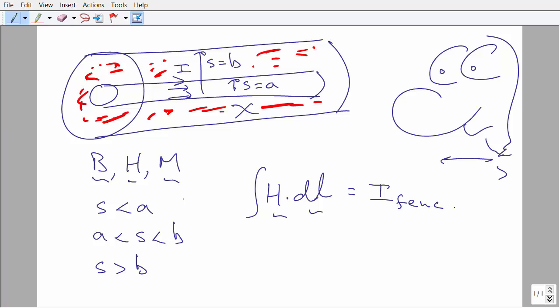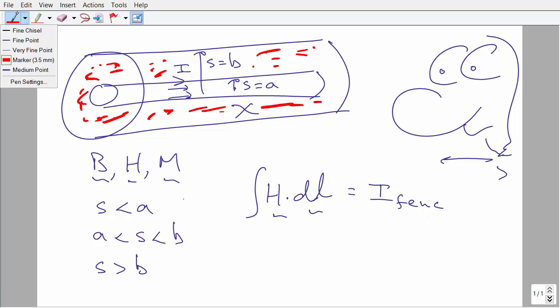Bear in mind what this law says. It says that the integral of H dot dl around a closed loop is equal to the free current enclosed by the loop. Now the only free current in the problem is the current that we're pumping down the inner conductor. We can have bound currents in the magnetic material, either bound volume currents or bound surface currents, and they will play a role, as we'll see. But Ampere's law for H responds only to the free current crossing the loop.